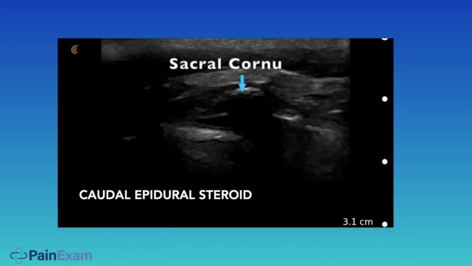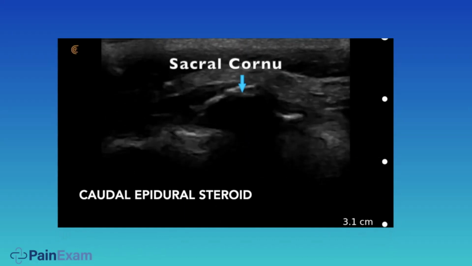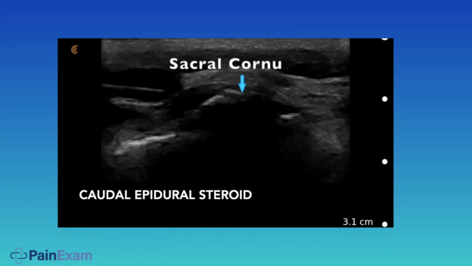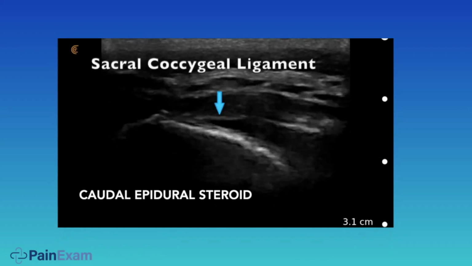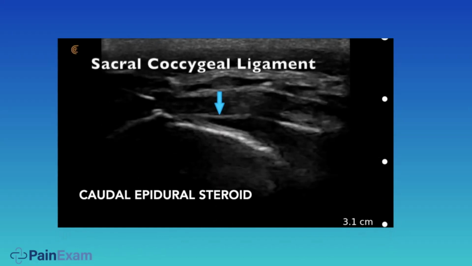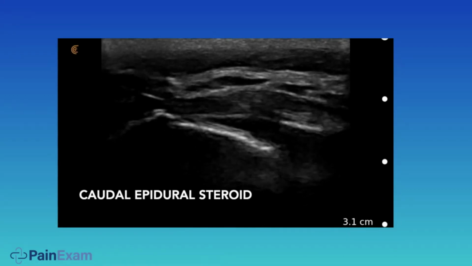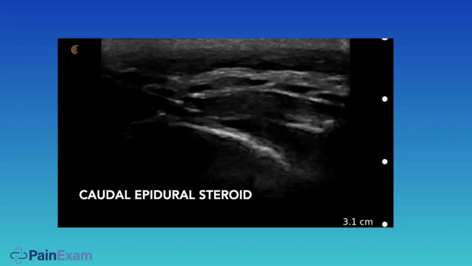Here's a cornu, so you're parasagittal. You're a little bit off to the midline. And I'm just anesthetizing the tissue, but I'm not going to insert it like this because I'll hit the bone. So now I went more midline, and you don't see the cornu anymore. And the needle's being guided down to the sacrococcygeal ligament to perforate and enter into the epidural space.